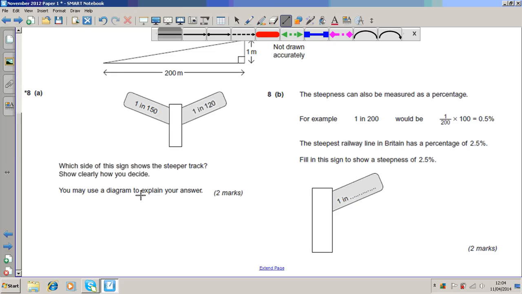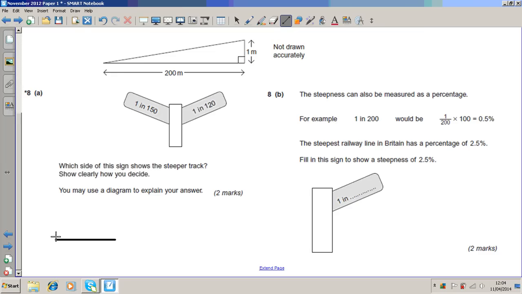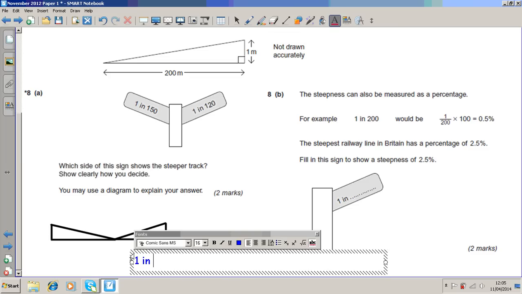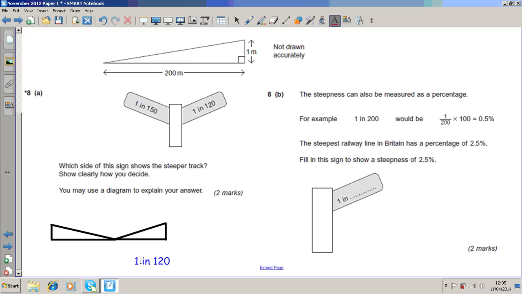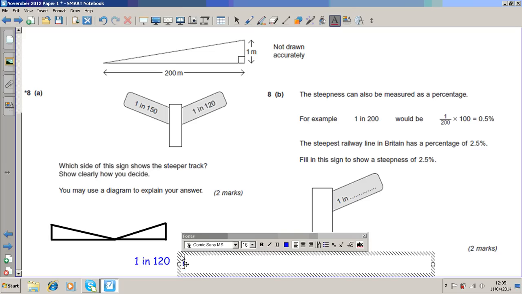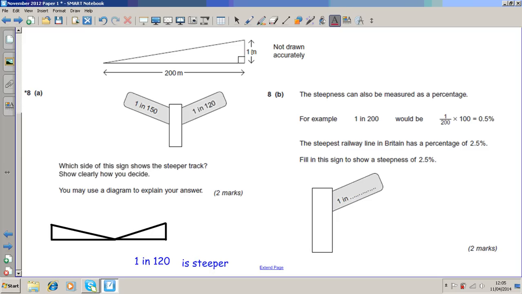Well, let's do ourselves a pretty picture. If I go this way, I'm going 150 metres for 1 metre up. If I go that way, 120 metres for 1 metre up. So for 120 metres there, that goes up a metre, and that takes 150 metres to do it. So this side here, the one in 120, is going to be steeper, because it climbs 1 metre quicker, 30 metres quicker to be precise. It's steeper.